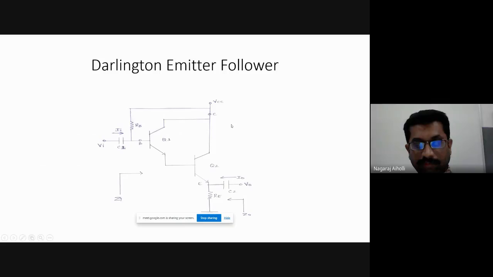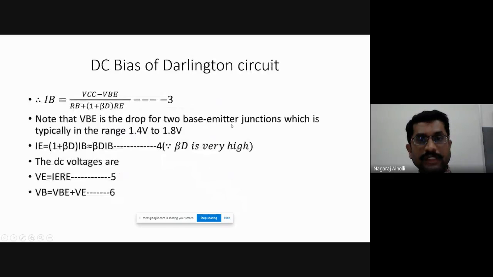Next, students, Darlington emitter follower. Is this understood, students? DC biasing of Darlington circuit. Any doubts here? Any questions? DC biasing of Darlington circuit is clear.